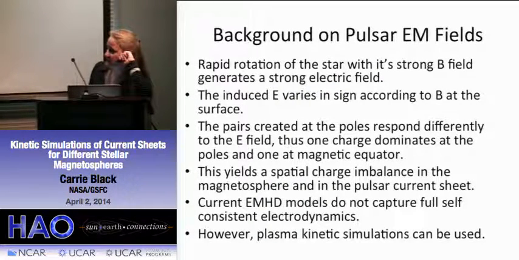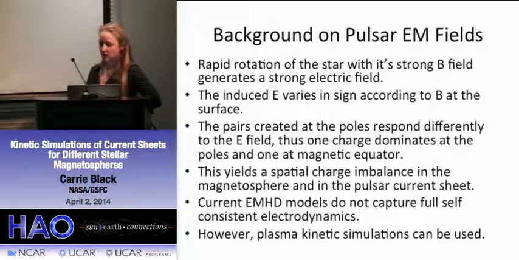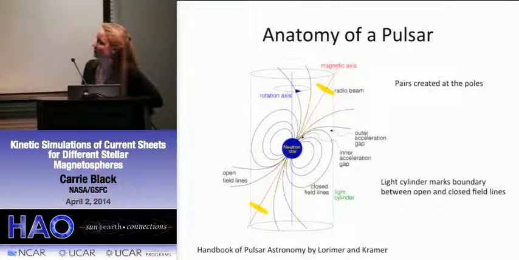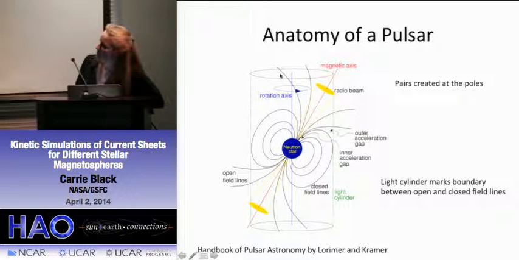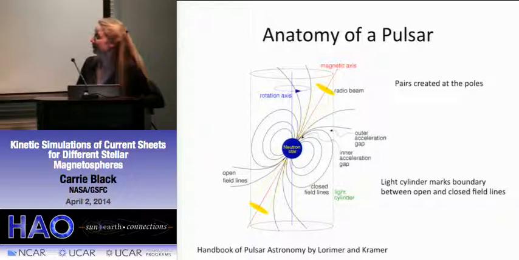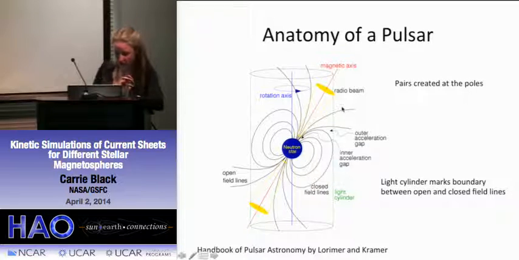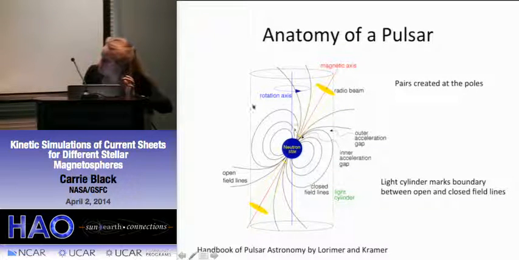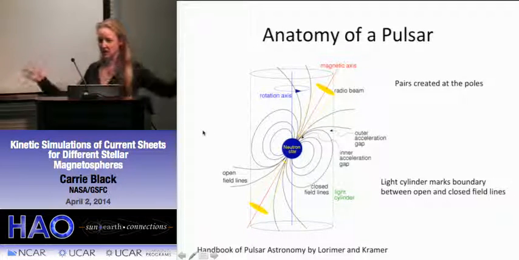Current extended MHD models can't actually capture the full self-consistent electrodynamics, so we really do need a kinetic approach to solve this problem. The other thing that's interesting about the pulsar magnetosphere is that there's this thing called the light cone. I don't know how they came up with this name, maybe somebody in this room knows. But it denotes the boundary between the open and closed field lines. Right along here. Everything that I'm trying to model is beyond the light cone.